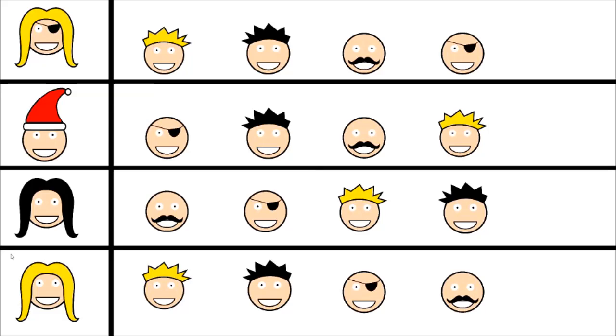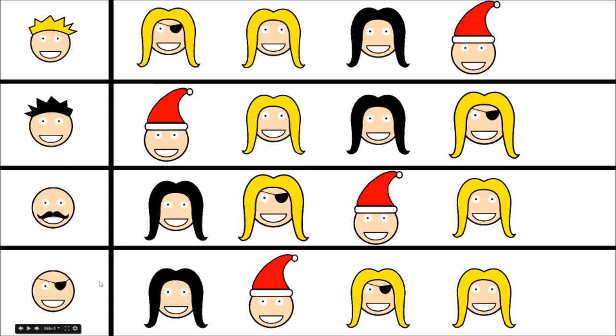So, here's an example of a ranking for the females. On the left here we have eye patch girl, hat girl, black haired girl, and blonde haired girl. And as you can see, for each ranking, left is the most favourite, right is the least favourite. We've got blonde guy, we've got black haired guy, we've got moustache guy, and we have eye patch guy. As you can see, eye patch girl likes blonde haired guy the most and eye patch guy the least. Hat girl likes eye patch guy the most and blonde guy the least, and so on. And here's the ranking for the guys.